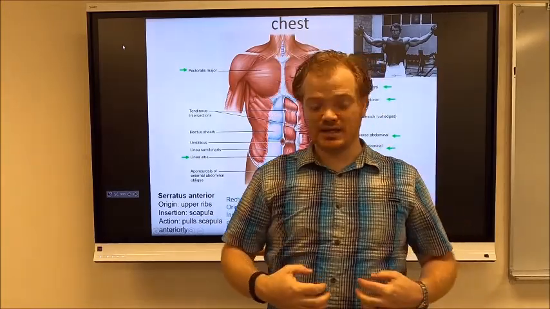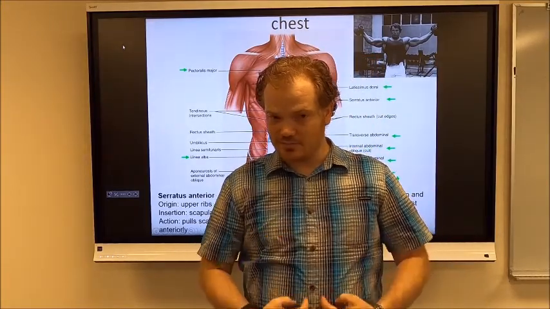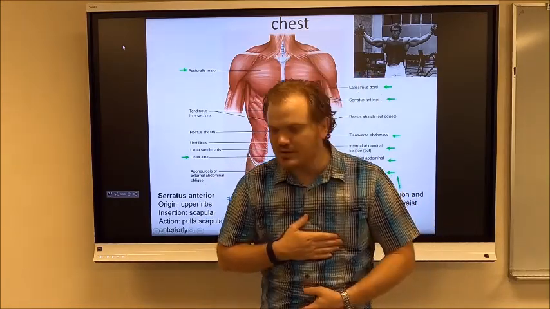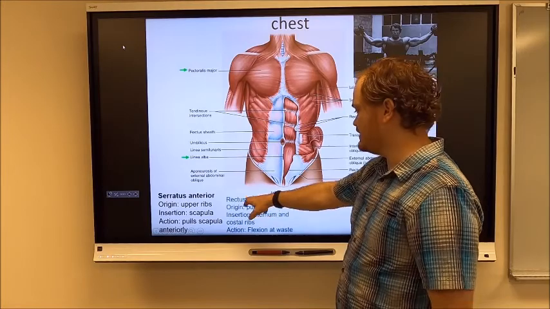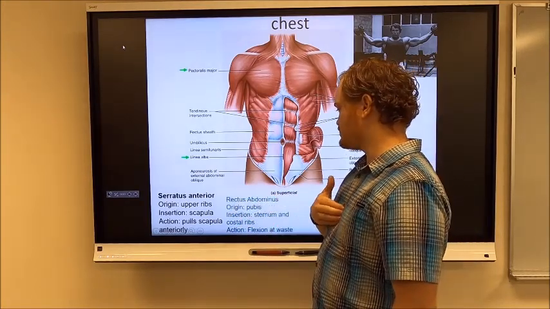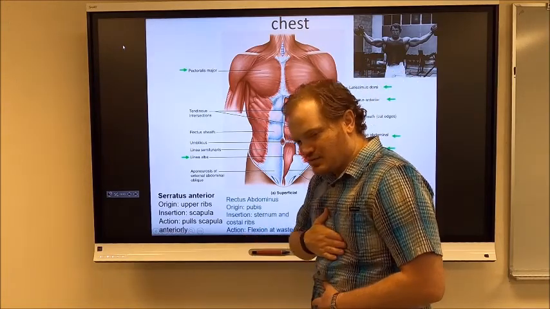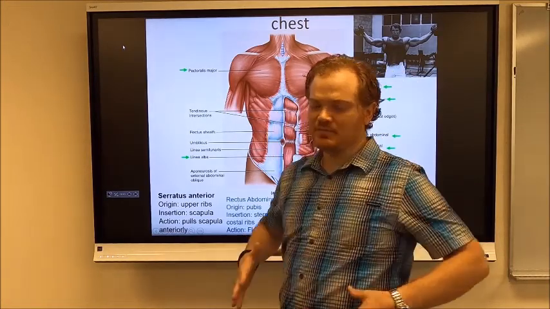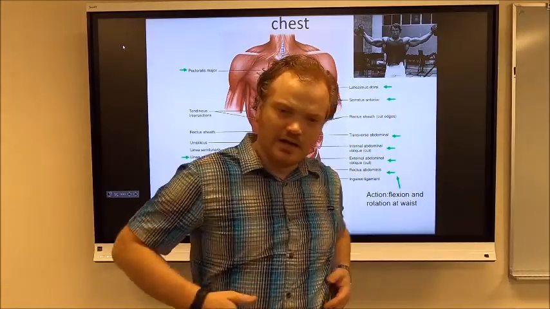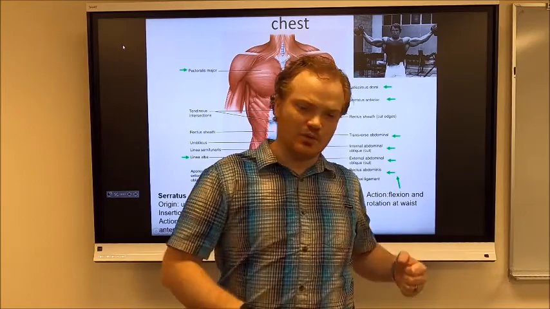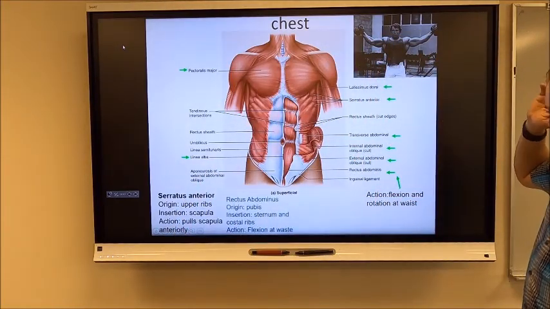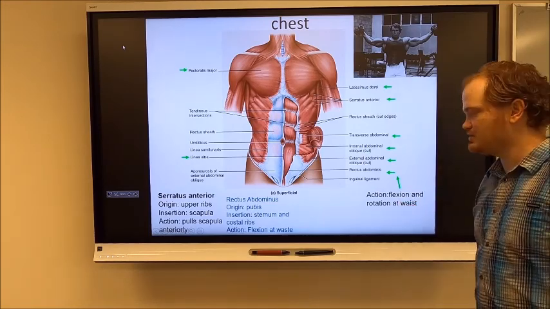What I would like for you to understand is that you do have these rectus abdominis muscles here, and when they contract, they pull your torso down. The rectus abdominis has an origin on the pubic bone and an insertion way up on the sternum and the lower ribs, and its action is to flex at the waist, okay? And then your external obliques help with rotation, movement of the waist and twisting motions. Action of the external obliques is flexion and rotation at the waist.